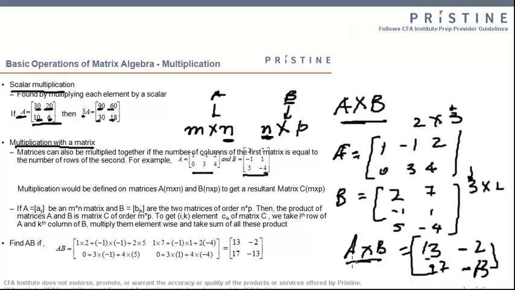So this is our product matrix, and it must be noted the order of this matrix is 2 cross 2, that is the number of rows in A and number of columns in B. So that's how we can handle any multiplication of two matrices, whatever their order be, as long as the number of columns in the first is same as the number of rows in the second.